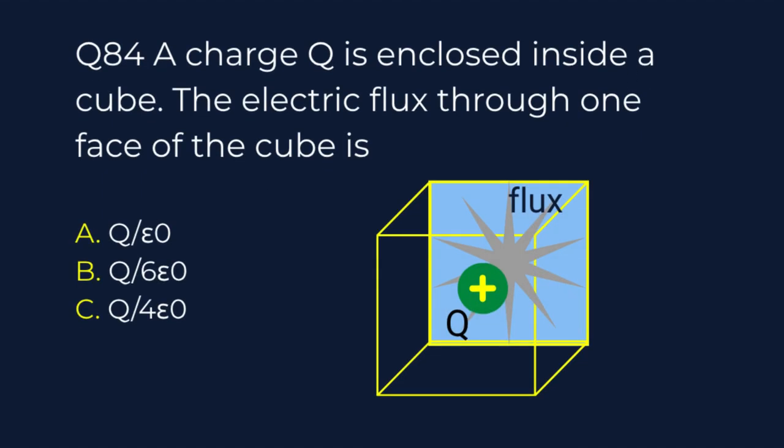Question 84. A charge Q is enclosed inside a cube. The electric flux through one face of the cube is: a) Q by epsilon naught, b) Q by 6 epsilon naught, c) Q by 4 epsilon naught.